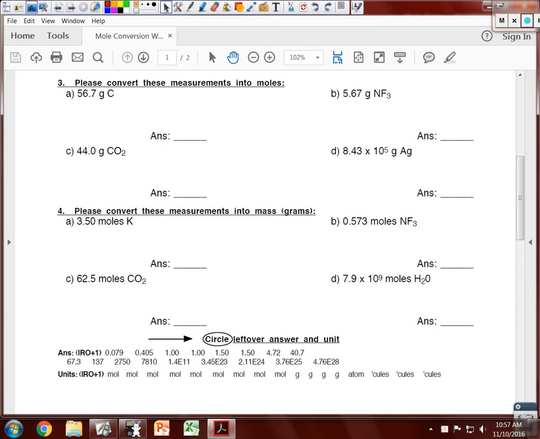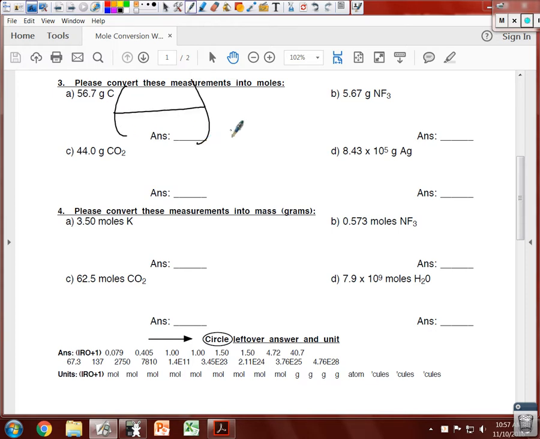Okay, so number 3 says, please convert these measurements into moles. So we're starting with 56.7 grams of carbon. Now, simple question, is carbon an atom or a molecule? It's an atom because it's one single thing that you can match up there to the wall. So here's what we're going to do. We're going to set this up with a set of parentheses.